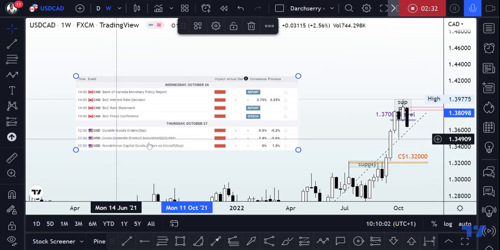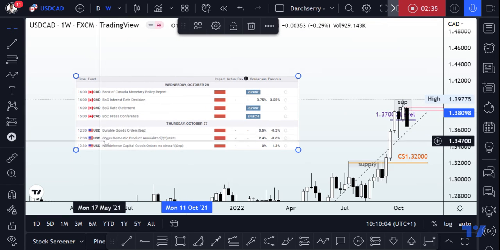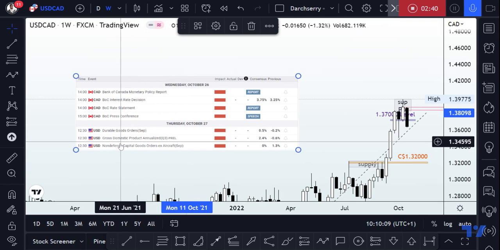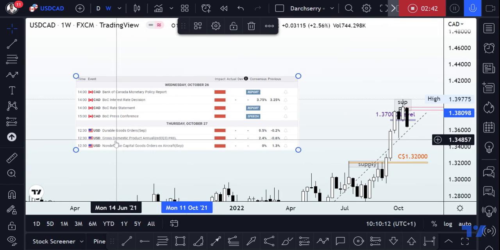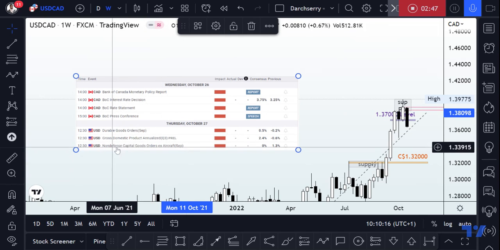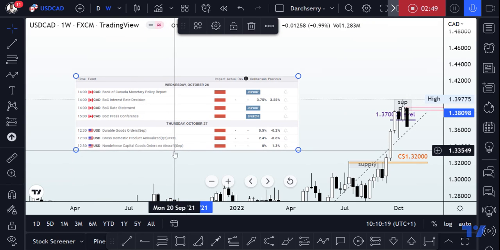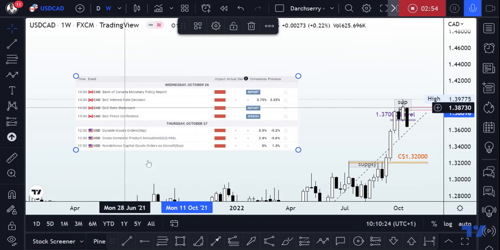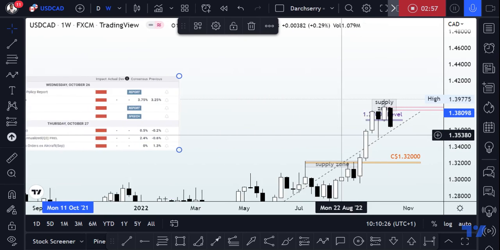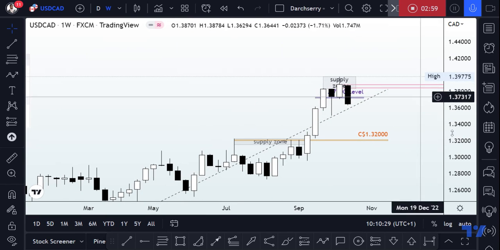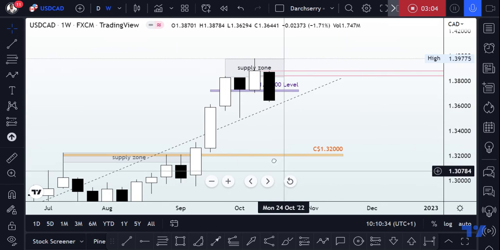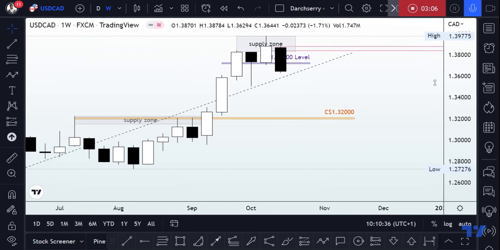Now, fast forwarding into Thursday, we can see that we have the durable goods orders, which is likely going to be affecting the price action for the dollar. Then we have the gross domestic product annualized Q3, and then we have the non-defense capital goods orders ex aircraft for the month of September also coming up on this day. So these events are likely going to be affecting this pair significantly during the course of the week, so we want to get ourselves prepared to take advantage of that move when it finally happens.